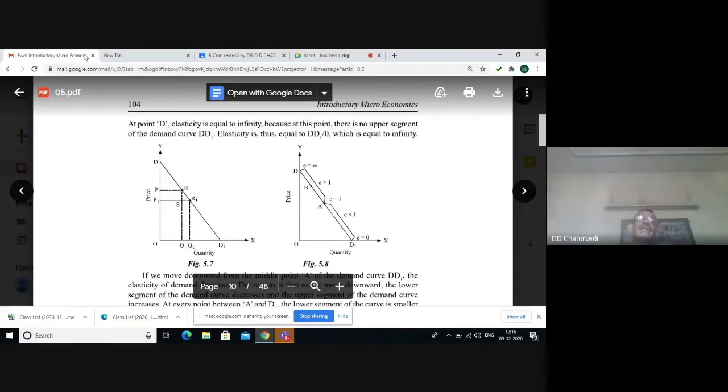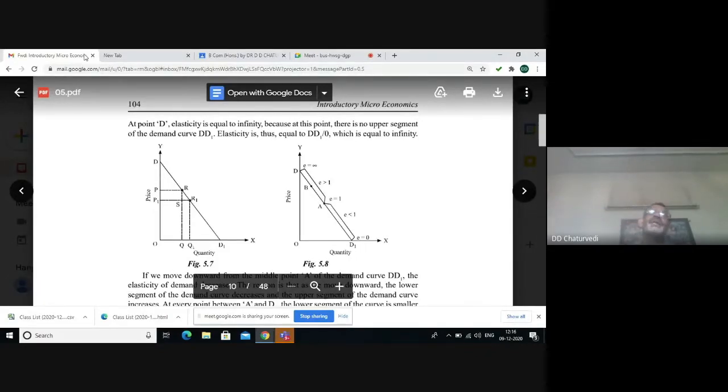So we can say elasticity of demand by point method is given by lower portion of the demand curve divided by the upper portion. From figure 5.8, we can say that there are different values of elasticities of demand on the same linear demand curve.